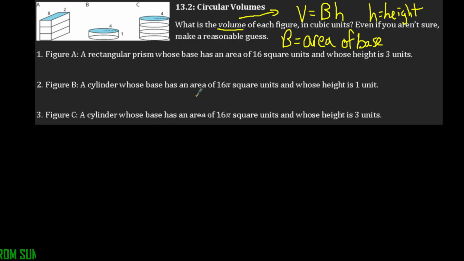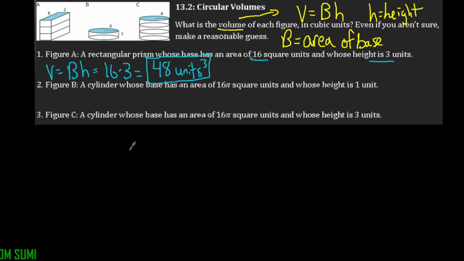So if I have the area of the base already, all I have to do is say the volume is going to be B times H, the area of the base times the height, which is equal to 16 times 3. And we can say that's going to be 48 units cubed, because we're talking about volume. So make sure you include your units on that answer.